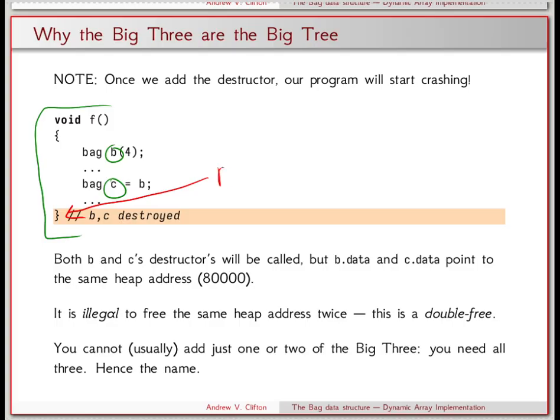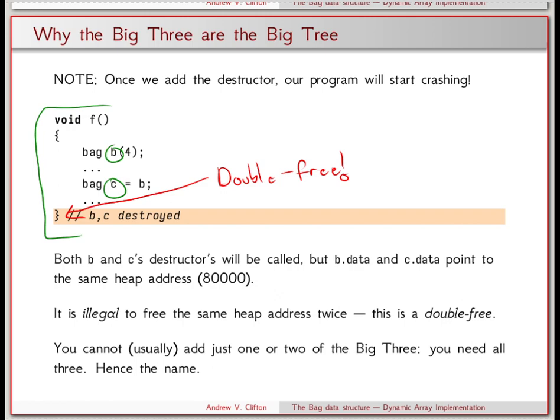So we're going to have what's called a double free. We're going to delete the same array twice. A double free is an error. It either crashes your program if you're lucky, or it breaks things in some weird way and your program crashes later on.